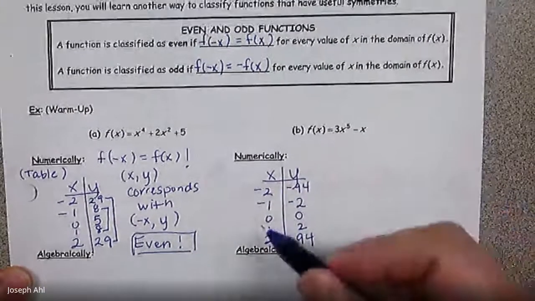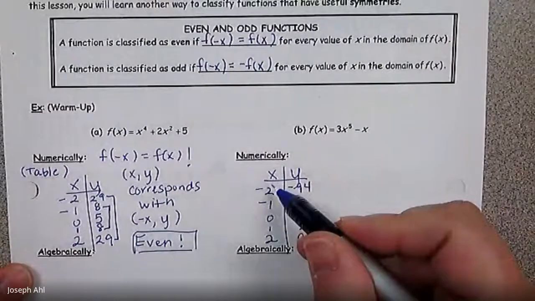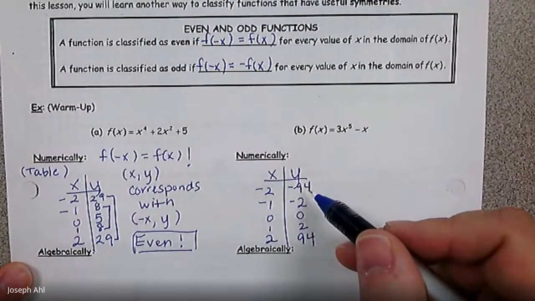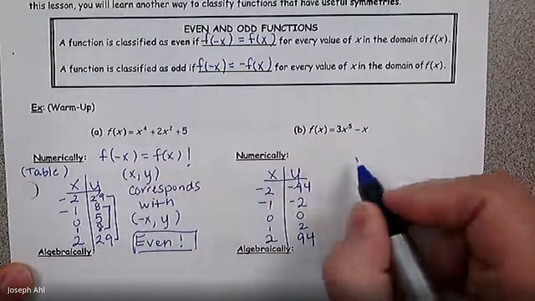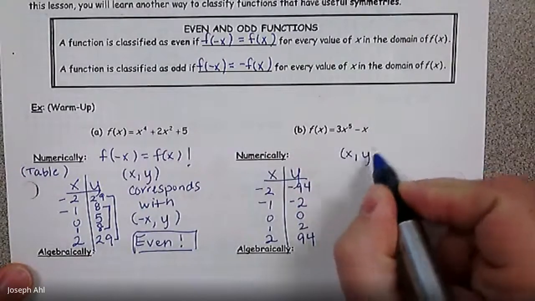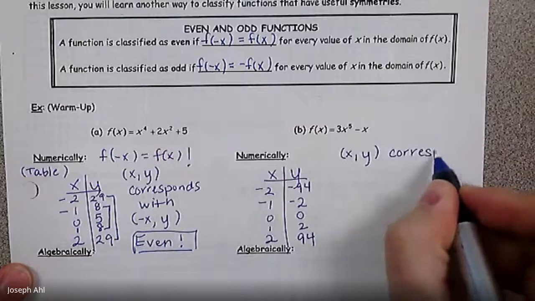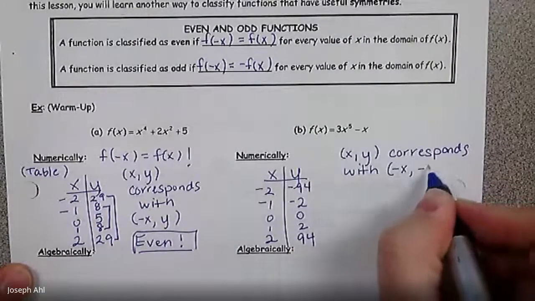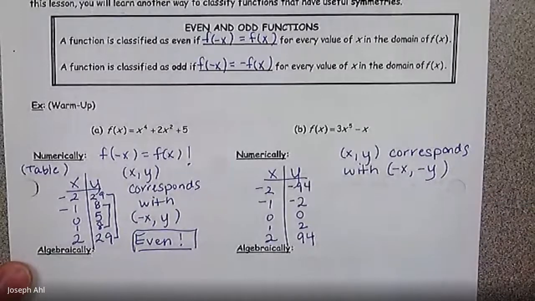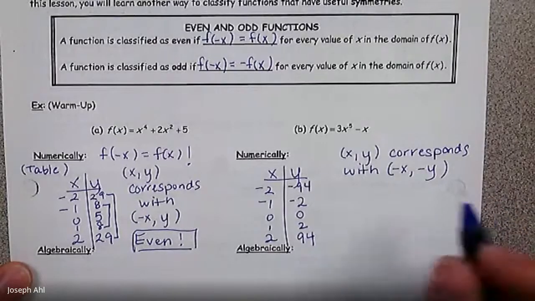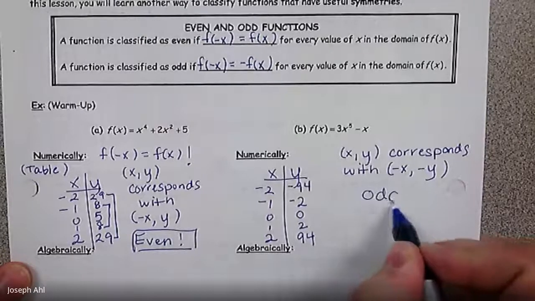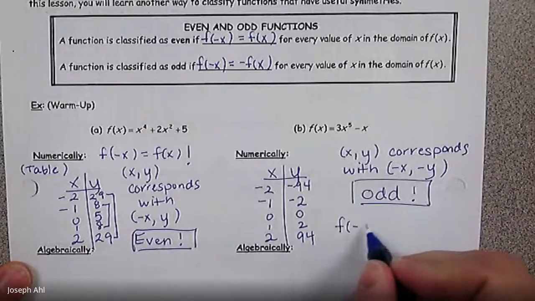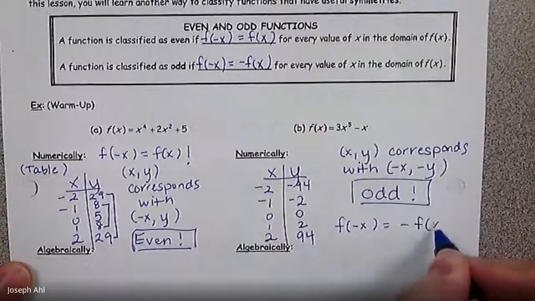But what is true is when I plug in x and -x, it corresponds with y and -y. And that is true for an odd function. So if you have that the point (x, y) corresponds with the point (-x, -y), then that's the conclusion that we would draw to know that this is an odd function.